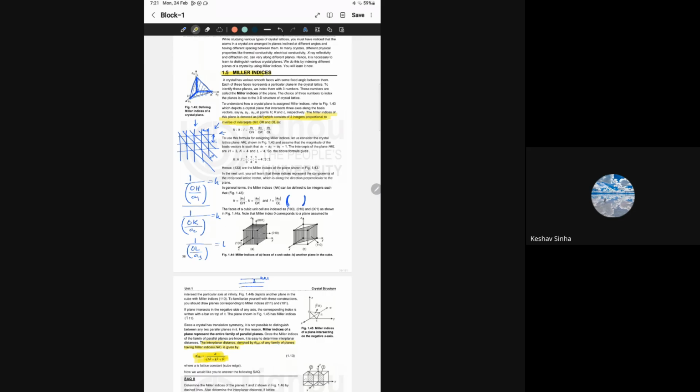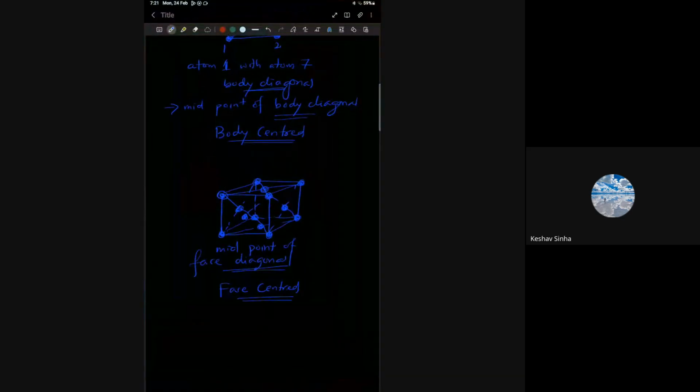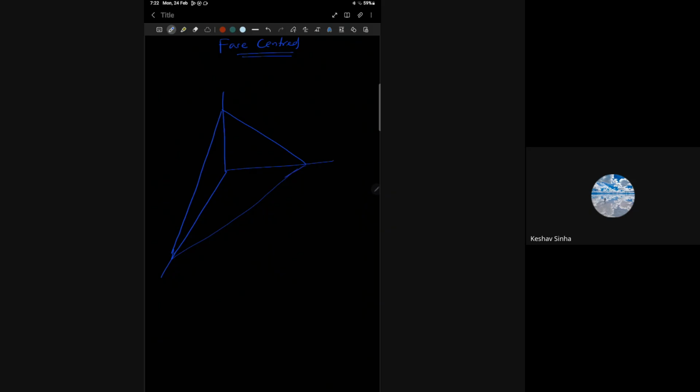But the important part here is, let me work out one problem, then possibly you will be able to understand. Suppose I have a plane like this.